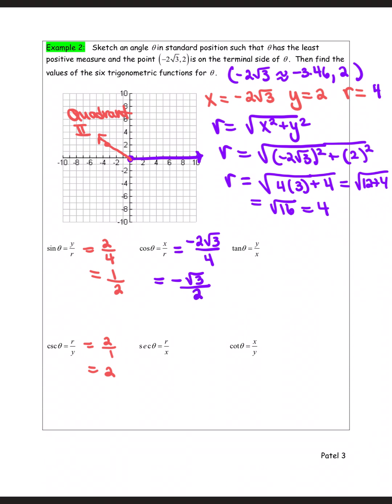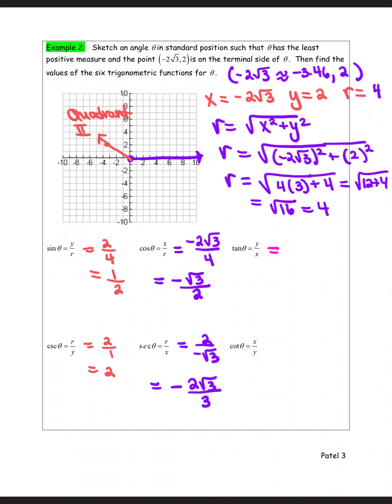And secant of theta is going to be the reciprocal of that, so it's going to be 2 over negative square root of 3. It does not matter where you put the negative sign, as long as it's in the numerator, denominator, or on the side. And when we rationalize this, we will get -2 square root of 3 over 3.